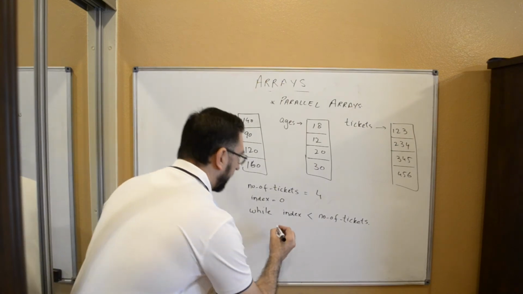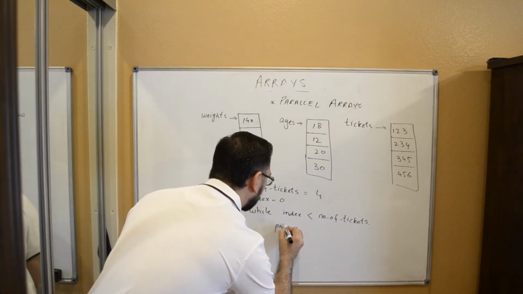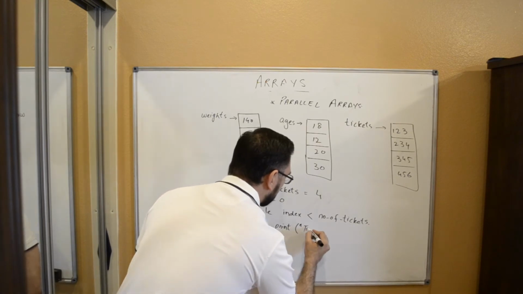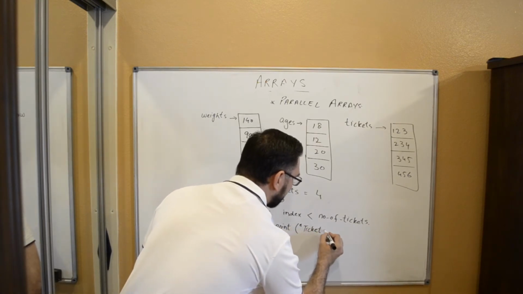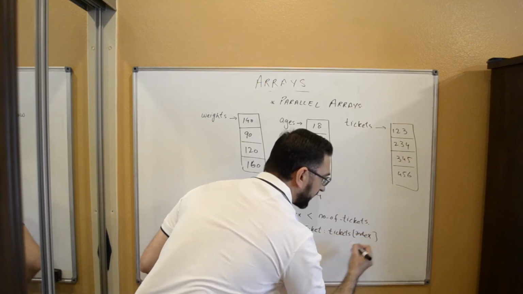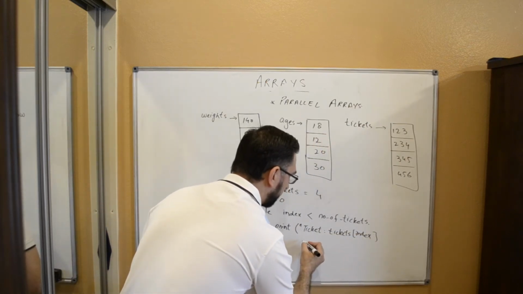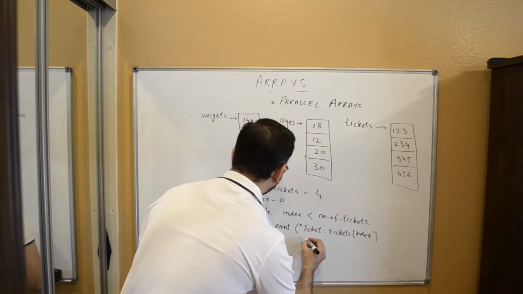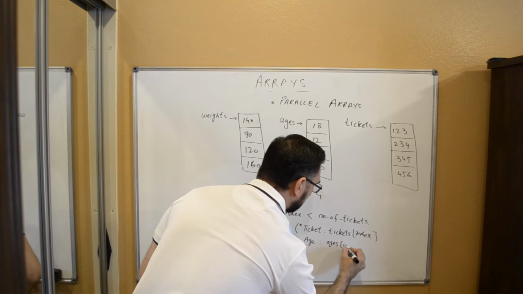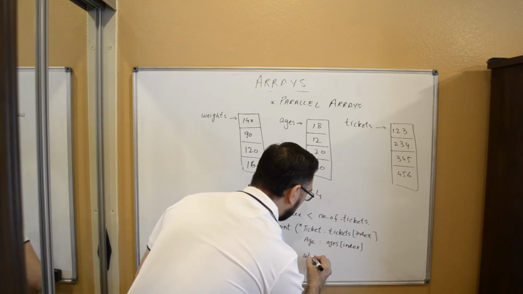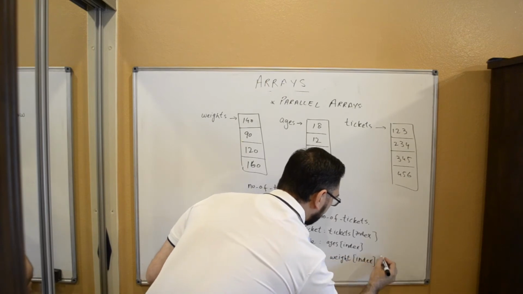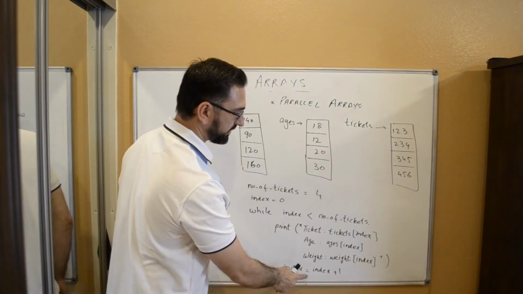And over here we can print the following information. Since I'm running out of space, I'm just going to put it here: the ticket number, the age of the rider, and the weight of the rider. And then we increment our index to index plus 1.